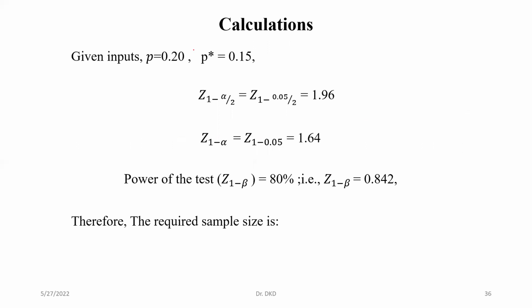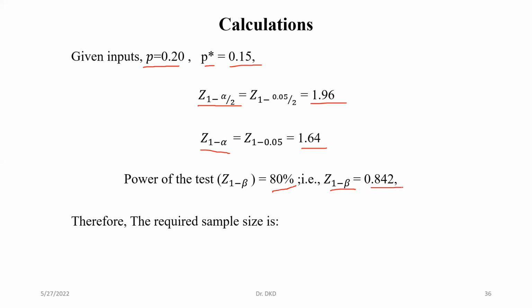See how we'll get the minimum sample size. First of all, we have to write down the givens. The proportion P is given, the prevalence is 20% for hearing, and the proportion is given as 50%, which is 0.5. For a two-sided test, the normal deviate value would be 1.96, and for a one-sided test, the normal deviate value would be 1.64. And for the power of the test, if it is 80%, this Z1 minus beta value would be 0.842. So these are the inputs already given in the question.